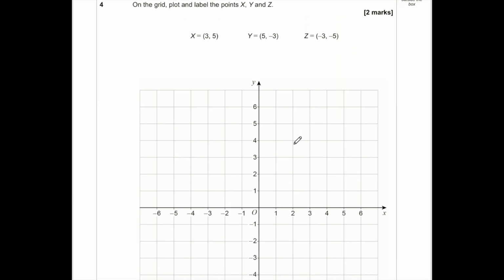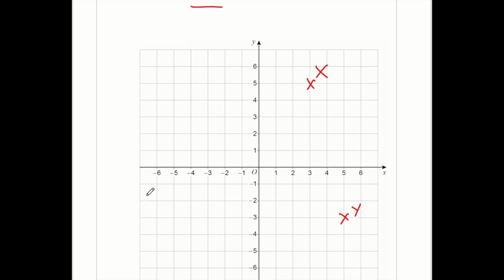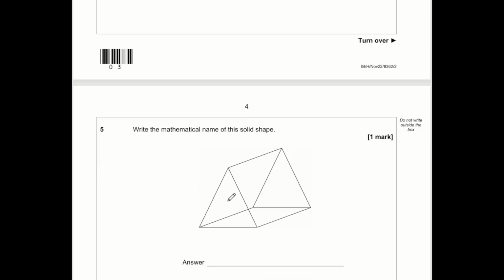Question number 4. Okay, so x is 3, 5. Remember, we go horizontally, then vertically. So 3 along, 5 up, so that is x. Y is 5 along, minus 3, so that means we're going down there to y, and z is minus 3, so across to minus 3 and then down to minus 5. So this is z, minus 3 down to minus 5. There we go. So x, y, z, all sorted.